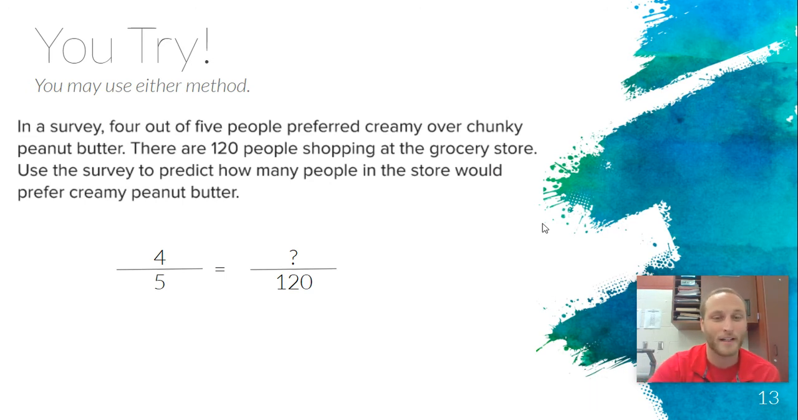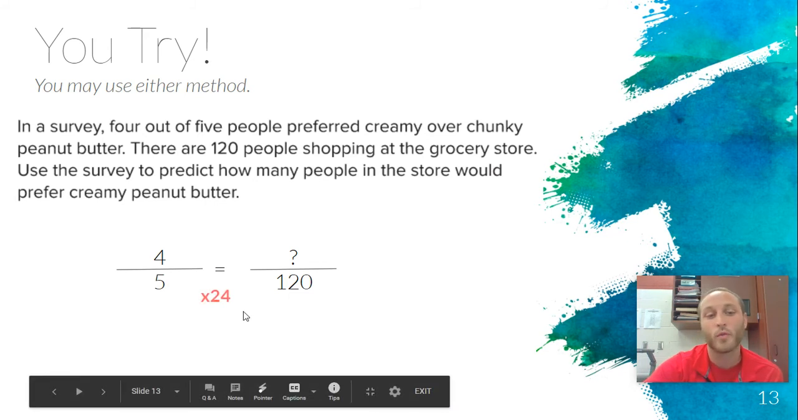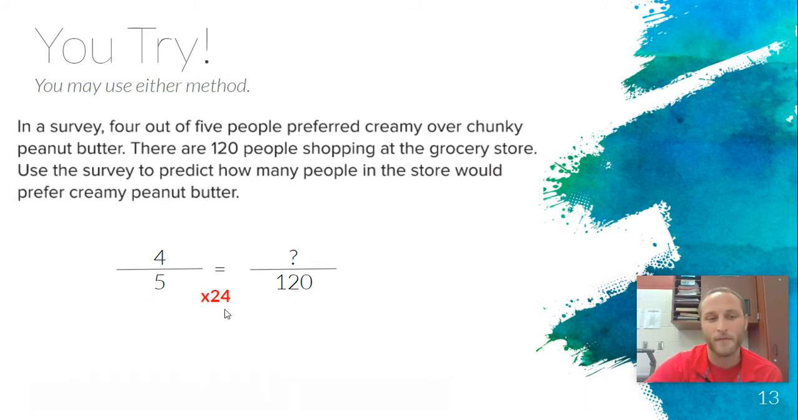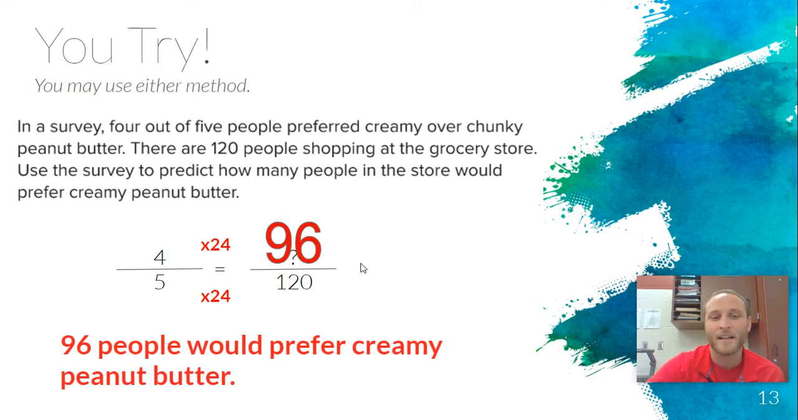Okay, if you did this correctly, you should have realized that 5 goes into 120 24 times, because 5 times 24 equals 120. So then all I have to do is look at the top number, 4, multiply that by 24 as well to get to 96. So that means 96 people would prefer creamy peanut butter in the store if you would survey them, if our ratio is 4 out of 5.